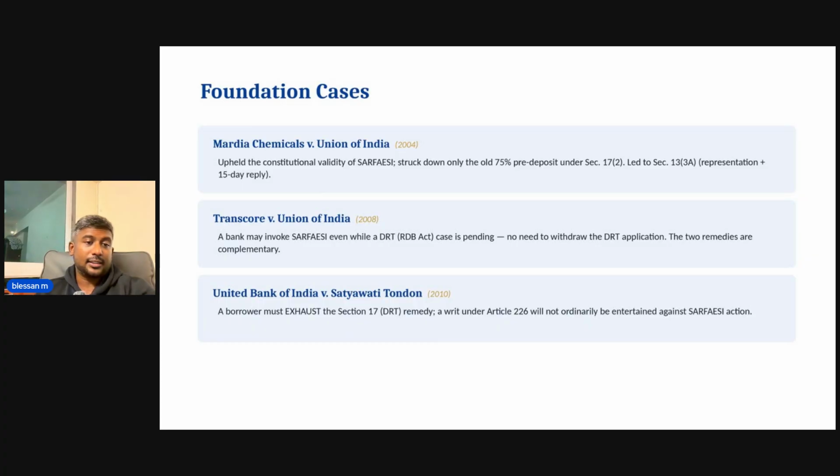Now, United Bank of India versus Satyawati Tondon. Here it was mentioned that DRTs are the courts of first instance for any SARFAESI actions. However, the writ jurisdiction of the High Court and Supreme Court is not barred, which means that the writ jurisdiction is present. Despite the availability of writ jurisdiction, the borrower has to exhaust his remedy under Section 17 by approaching the DRT before coming to the High Courts and Supreme Court under writ jurisdiction. Even then, the apex court has time and again said that High Courts should not unnecessarily entertain SARFAESI writ proceedings.